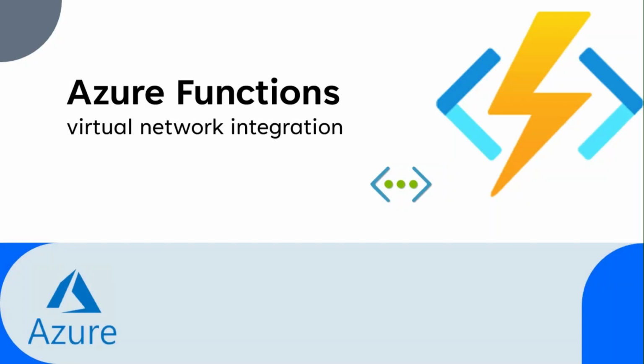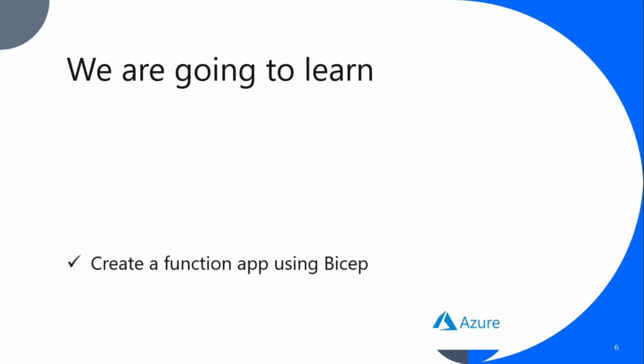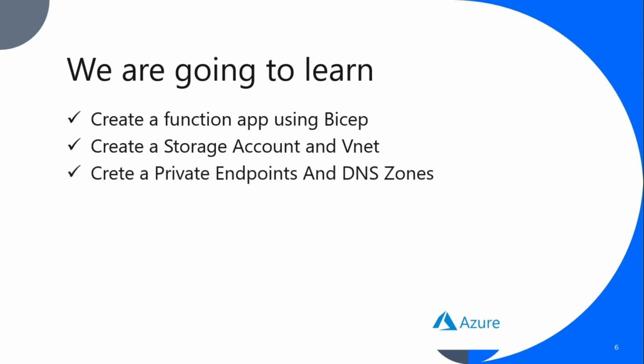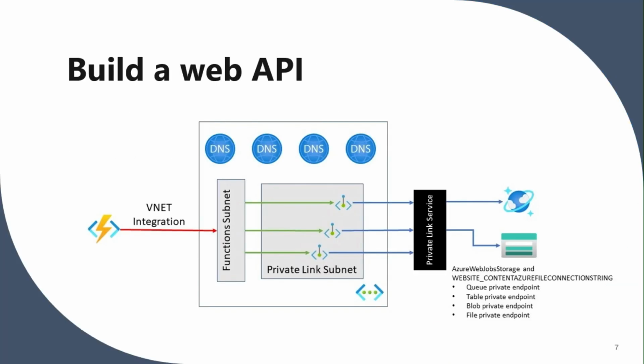Hi, in this lecture, we are going to discuss Azure Function App Virtual Network Integration. We are going to learn how to create a function app using Bicep, and we will be creating a storage account and VNet, creating a private endpoint and a DNS zone, and then integrating the function app with the VNet. Finally, we will validate the solution in the Azure portal.